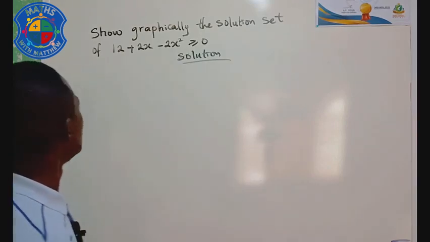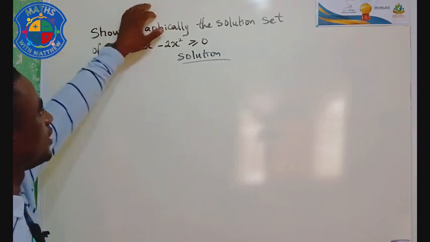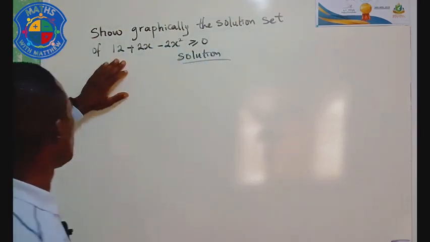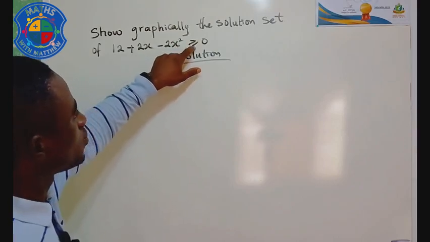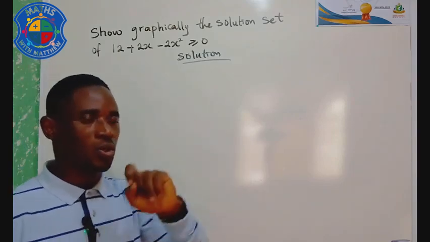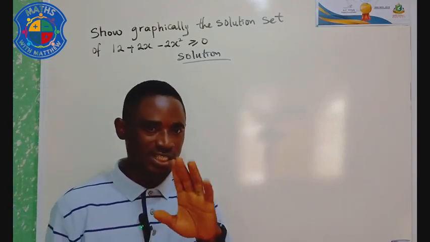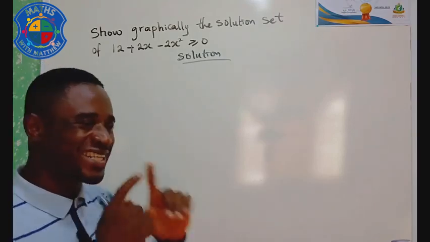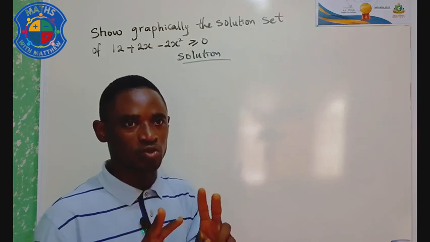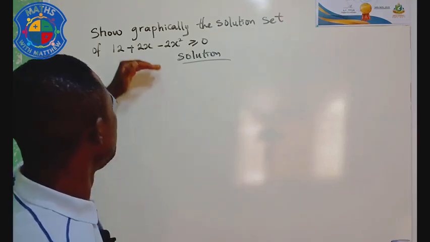Now let's look at it. The question says, show graphically the solution set of 12 plus 2x minus 2x squared greater than or equal to 0. Now, when we are dealing with a quadratic equation, we need to get two critical points. And what do we mean by critical point? We mean the value of x.